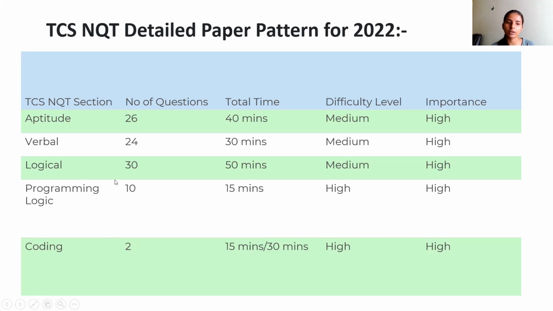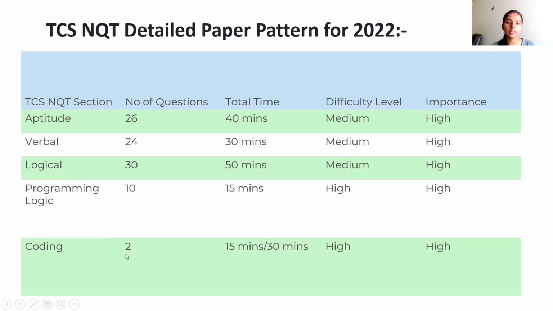Now let's move to the next section, that is programming logic, and there will be 10 questions in this programming section, and you will get 15 minutes, and these 10 questions will be in MCQ form. You will get 15 minutes for solving these 10 questions of the programming logic section, and the difficulty level is high. So this is important, guys. Make sure that you practice this section more.